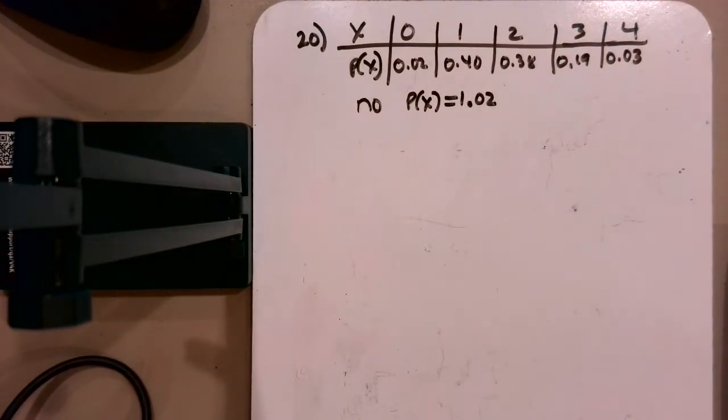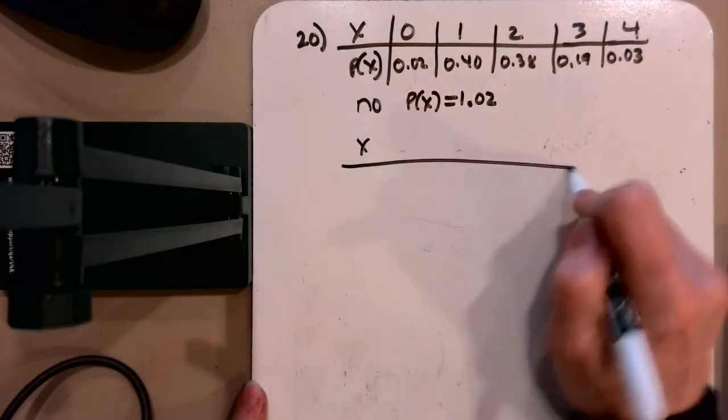The two incorrect choices are that it is a probability distribution, or that it's not a probability distribution because a probability cannot be 0.40, but a probability could be 0.40. That's fine. So the correct answer for this one is that it is not a probability distribution because the sum is not 1. The other version of question 20, let me write out the table.